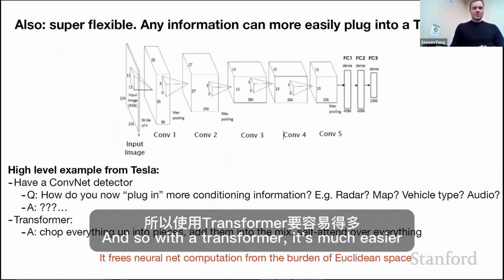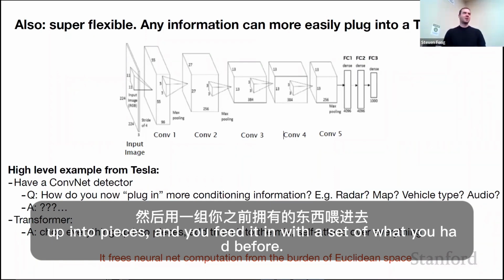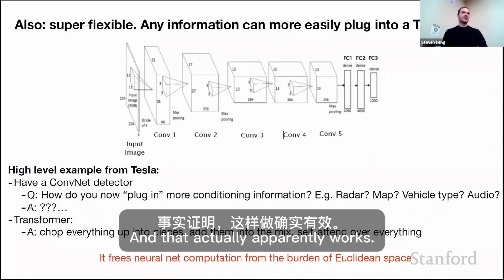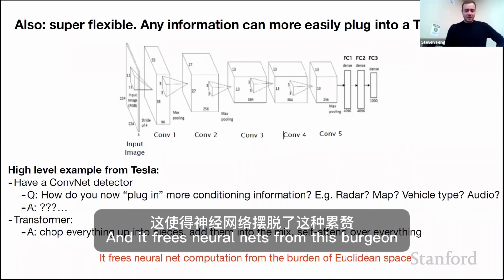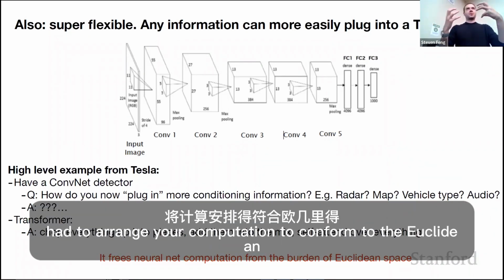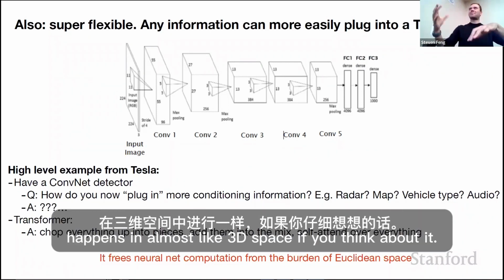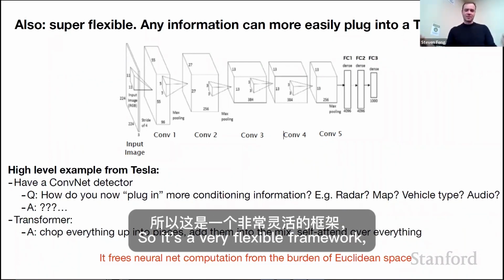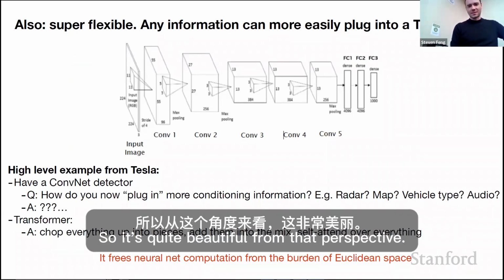At what stage? With the transformer, it's much easier because you just take whatever you want, you chop it up into pieces, and you feed it in along with what you had before. And you let the self-attention figure out how everything should communicate. And that apparently works. So just chop up everything and throw it into the mix is kind of the way. It frees neural nets from this burden of Euclidean space, where previously you had to arrange your computation to conform to the Euclidean space of three dimensions of how you're laying out the compute. The compute actually happens almost in 3D space, if you think about it. But in attention, everything is just sets. So it's a very flexible framework, and you can just throw stuff into your conditioning set, and everything is just self-attended over. It's quite beautiful from that perspective.